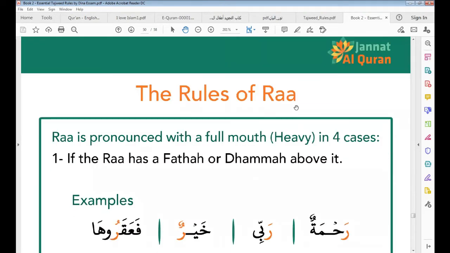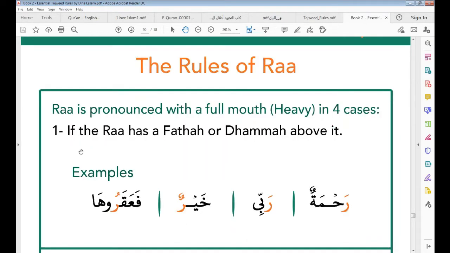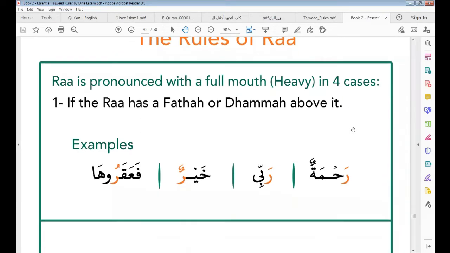Now the rules of ra. Ra is pronounced with a full mouth, heavy, in four cases. If the ra has fatha or dhamma above it. So when we have ra with fatha or with dhamma, it's immediately a heavy letter. So like ra, rah, rahmatun, rahmatun, ra, rabbi. Our tongue is raised, the back of the tongue is raised because it's heavy.